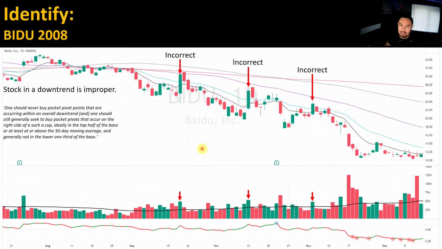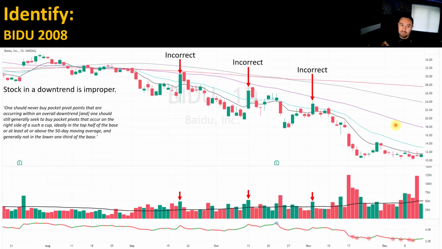A stock in a downtrend is improper. So yes, you have the volume popping up on these days. Yes, it is higher volume relative to the prior 10 days. Yes, it kind of meets the rules, but it's about context here. The stock is in a downtrend. Remember, the red line is the 200-day simple moving average. See how it's in a downtrend. The purple line is the 50-day moving average. See how it's in a downtrend. So you don't want to buy pocket pivots in the context of downtrends.